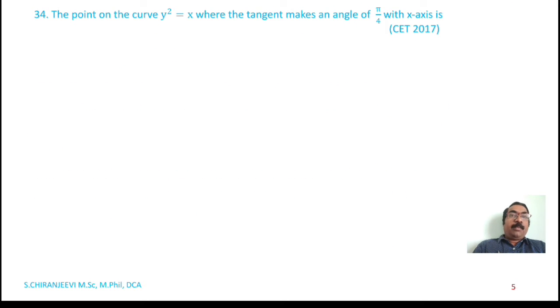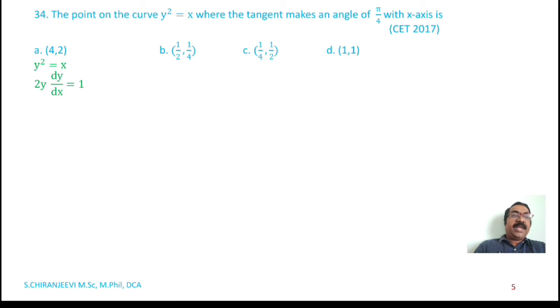Next, 34th one: the point on the curve y square equal to x where the tangent makes an angle of pi by 4 with x-axis is, which is asked in the year CET 2017. Options: (4, 2), (1 by 2, 1 by 4), (1 by 4, 1 by 2), (1, 1). So here the given curve is y square equal to x.